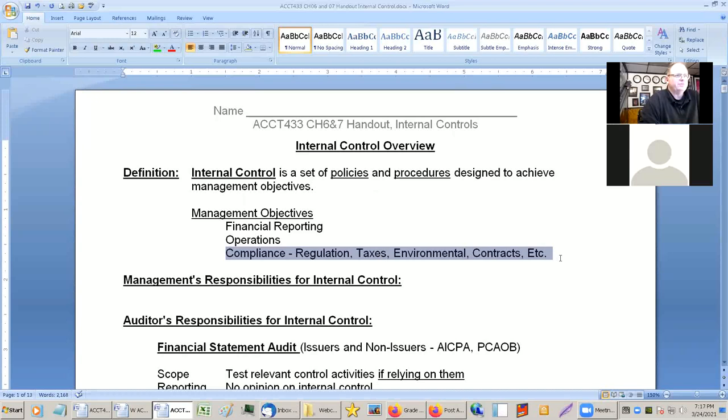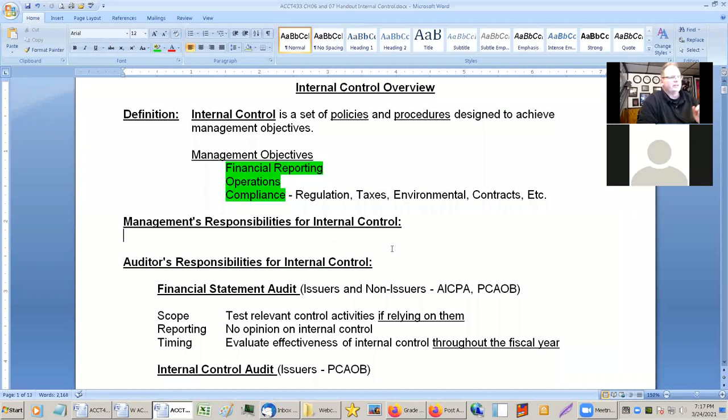usually they're internal. Financial reporting, you say, well, isn't that compliance with, say, GAAP? In a way it is, but the difference is this is usually external stuff, whereas this is internal stuff, doing their taxes and complying with government regulations and all that kind of stuff. So these are the three areas that we're really talking about when it comes to internal control from our point of view. Okay.